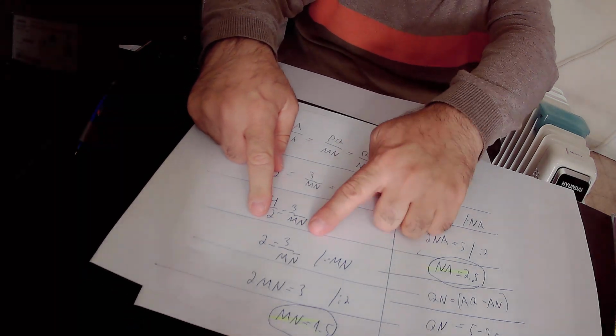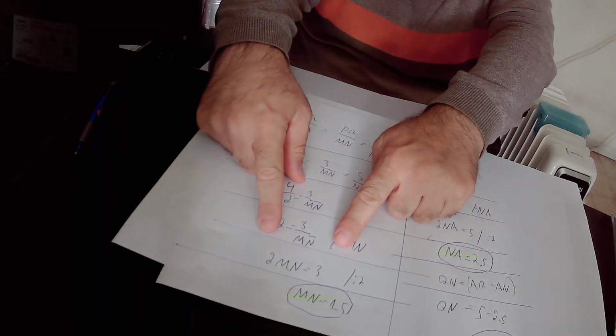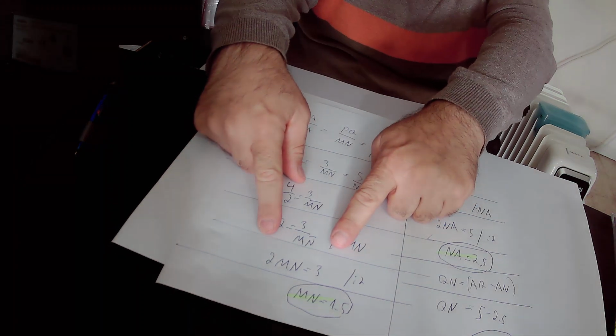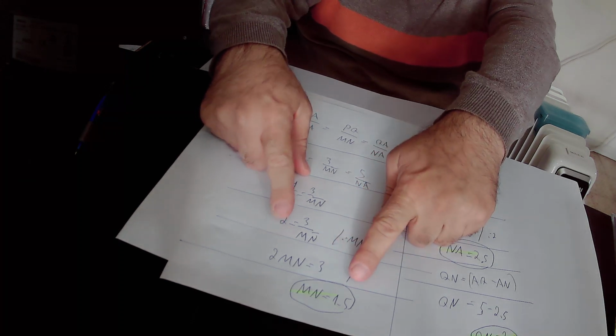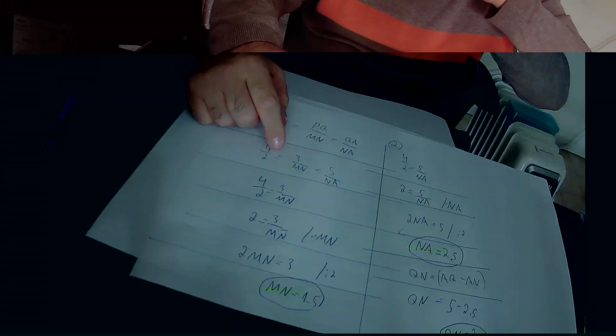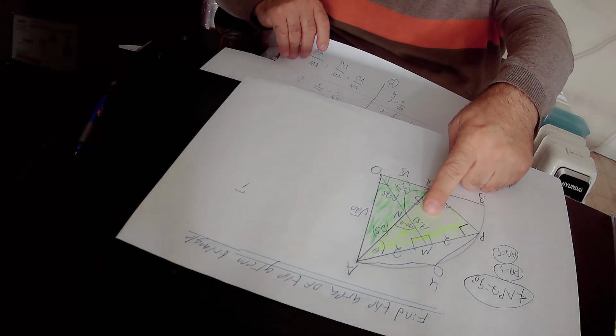We multiplied this equation by MN and found that 2 times MN equals 3. We divided this equation by 2 and found that MN equals 3 over 2, that is 1.5. Again, MN equals 1.5 units in length. This line segment MN equals 1.5 units.